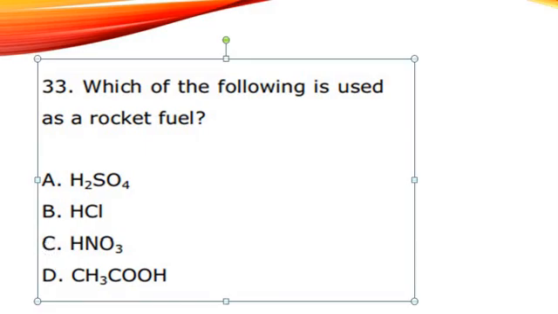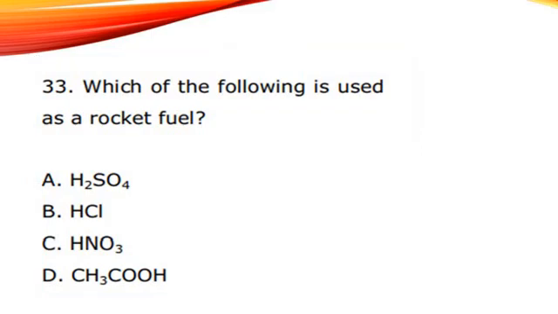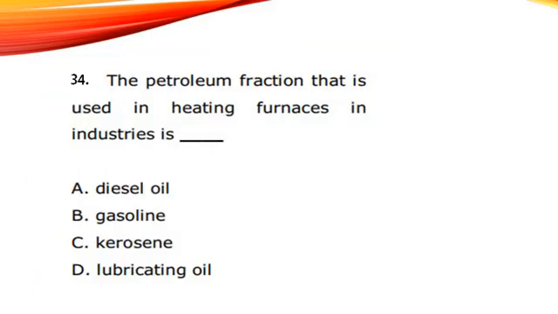Next is question 34. Question 34 says, the petroleum fraction that is used in heating furnaces and industries is A, diesel oil, B, gasoline, C, kerosene, D, lubricating oil. Of course, it's not lubricating oil, and of course, it's not kerosene. And gasoline refers to petrol, which is not used in heating furnaces and industries. So our answer is A, diesel oil.